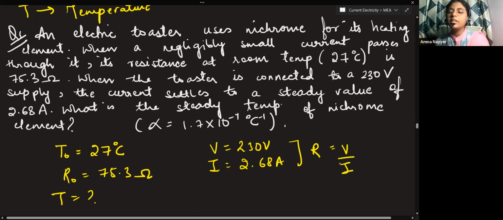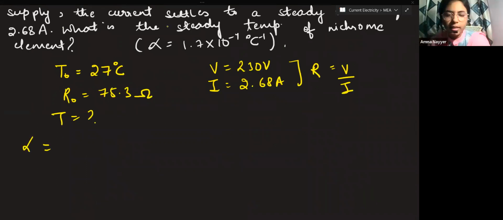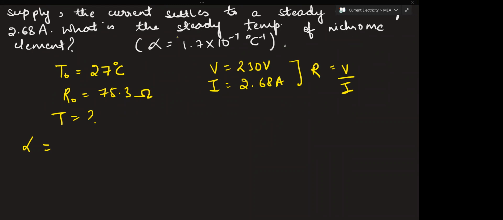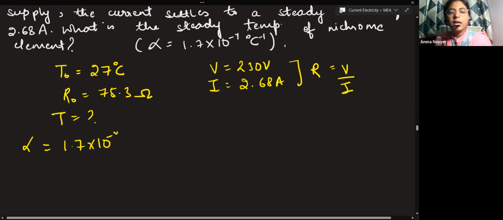So R will be V divided by I. From here you can have the value of resistance. So first let's have the value of resistance, and also you have the value of alpha. Only Shravya tried this question. What about others? Did you at least try it? Yes, ma'am. Okay, then it will be easier for you when we are discussing it. Alpha is also given, 1.7 into 10 to the power minus 4 per degree Celsius.